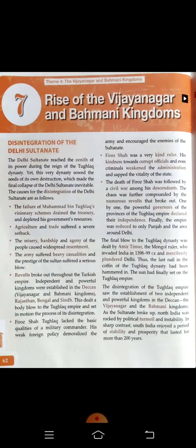Now, from here, we are going to start that under this Tughlaq empire, there were two independent powerful kingdoms. Those who declared themselves as independent kingdoms long before the Tughlaq dynasty disintegrated. When the Tughlaq dynasty was actually existing, at that time itself they declared themselves as independent kingdoms, and the Tughlaq dynasty could not do anything. These two independent and powerful kingdoms in the Deccan were the Vijayanagara and the Bahmani kingdoms.